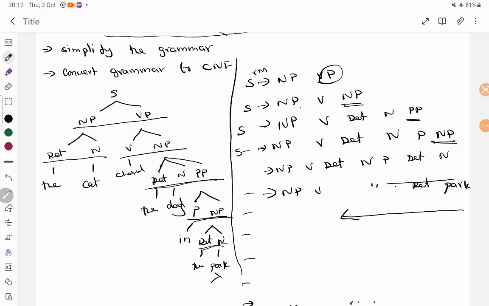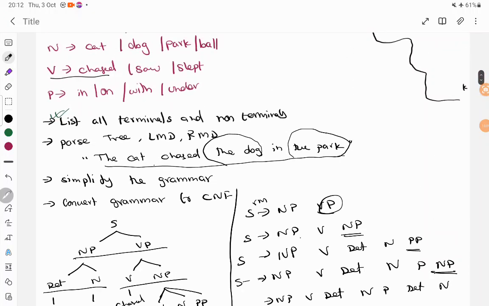Now again you have to replace this DET with "the", P with N, N with "dog", and DET with "the", V with "chased", and it goes on. So when you are replacing things with this condition, we call it a rightmost derivation. Starting from the right variable, we keep replacing things. So now we know how to draw a parse tree, leftmost derivation, rightmost derivation. And the next one is simplification of the grammar.